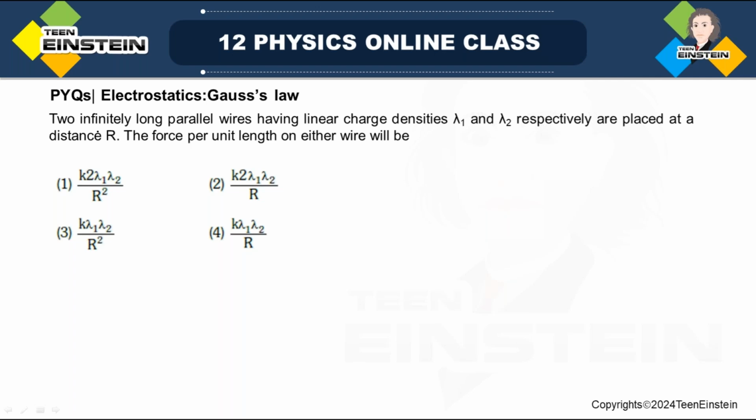Okay, so this question says two infinitely long parallel wires having linear charge densities λ1 and λ2 respectively are placed at a distance capital R. The force per unit length on either wire will be. Okay, so the question is basically saying that there are two infinitely long wires.